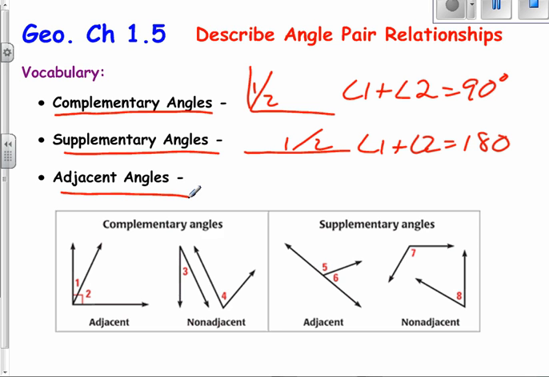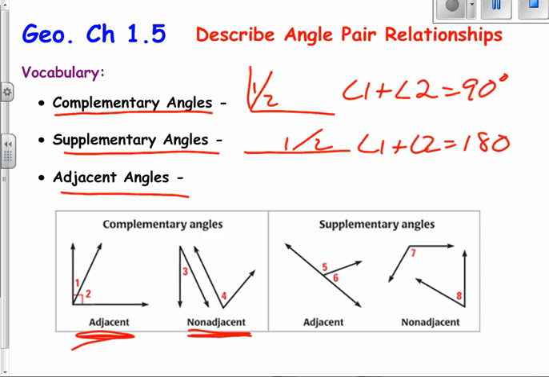All right, so let's review complementary again. This is complementary angles, two angles, 1 and 2. The sum is equal to 90 degrees. These are what we call adjacent angles, but you can also have non-adjacent angles, okay? So don't think that they have to be adjacent angles in order to be complementary. They could actually be non-adjacent.